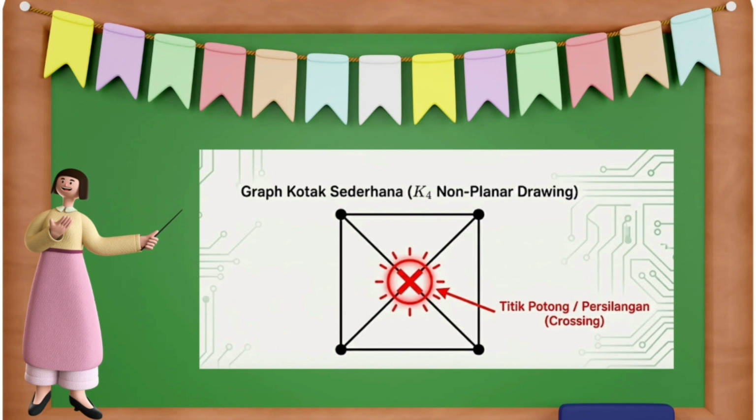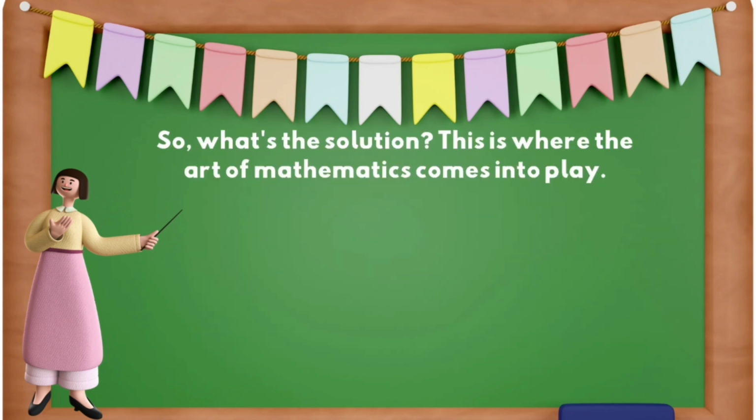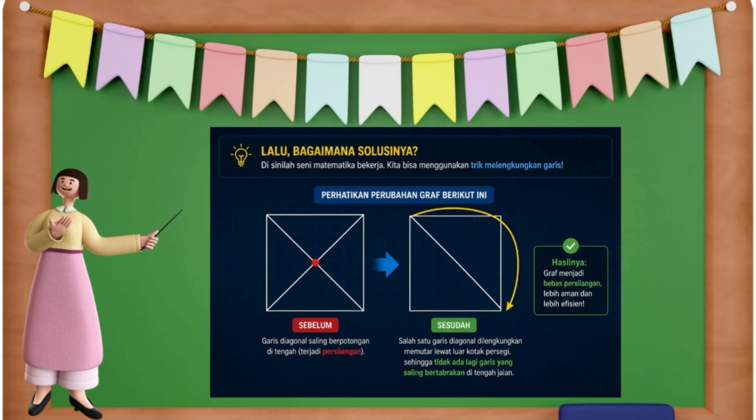In the real world, line collisions like this are strictly avoided because they can cause problems such as short circuits in electronic components. So, what's the solution? This is where the art of mathematics comes into play. We can use the trick of curving lines. Notice the changes in the following graph. If we draw one of the diagonal lines and curve it around the outside of the square, there will no longer be any lines that collide midway.